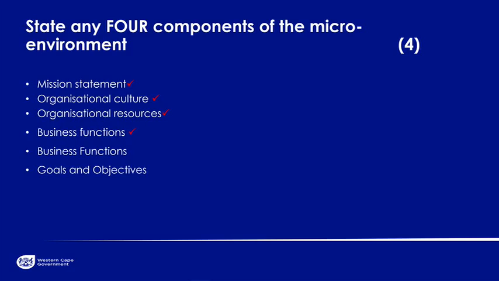So in this example we have here, it says state any 4 components of the microenvironment, and look at the mark allocation. It's 4. So you have to mention 4 components for 4 marks. So each component you mention is going to be worth 1 mark. Okay, so this is that lower order question. So you only have to state the component. You don't have to explain anything. It doesn't have to be a long sentence. You're only going to mention that component.